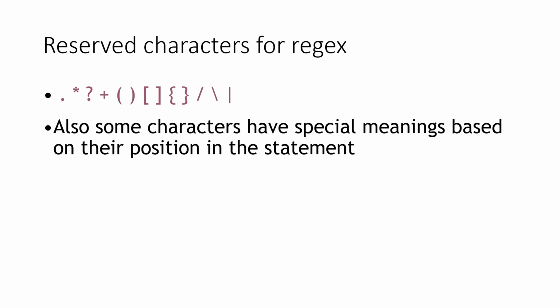Now, we don't just want to match literal substrings, we want to match patterns. There are some reserved characters that are going to help with that pattern matching. Things like dot, or period, star, question mark, plus, open and close parentheses, open and close square brackets, open and close curly braces, forward slash, backslash, and pipe. Another thing to point out here is that the context in which these characters are typed matters. Some characters may have special meanings based on their position in the statement.